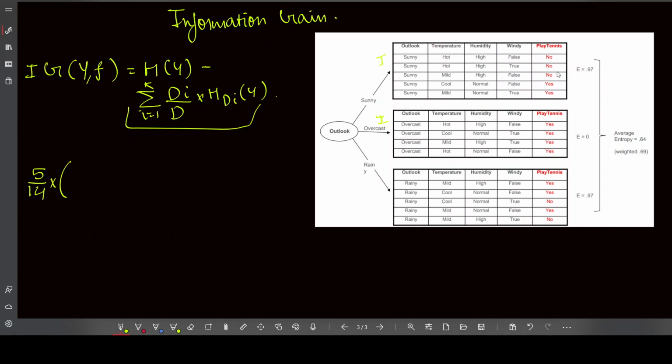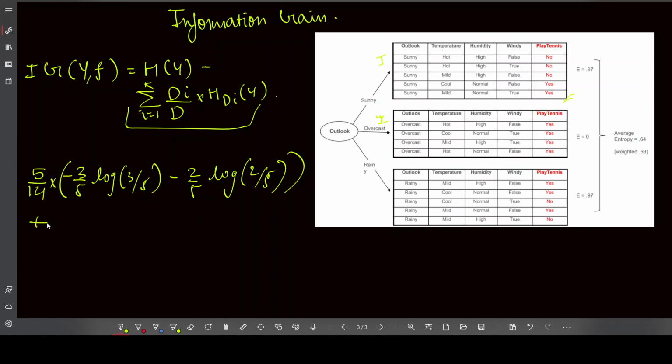Look, I have 3 nodes. Okay, so that'll be 3 by 5, minus 3 by 5 into log of 3 by 5, minus 2 by 5 into log of 2 by 5, right? So this is what the formula is: D_i by D into H(D_i, y). D_i by D is the number of data points you have for each sub data set as your response variables, and then you just calculate the entropy of that sub data set. So here I've done it for the first sub data set.